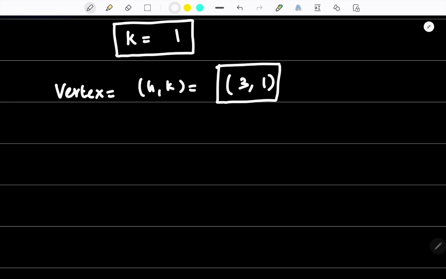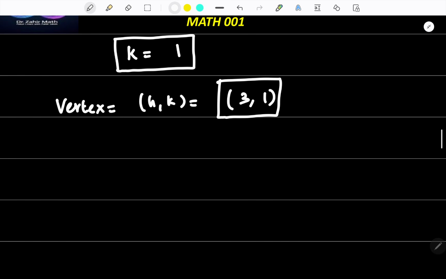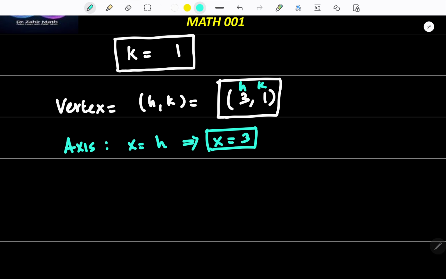And the next which they asked in the question is axis. So what is the formula for axis? Axis is x is equal to what? H. So which implies x is equal to what? 3. How? This is your h, this is your k.